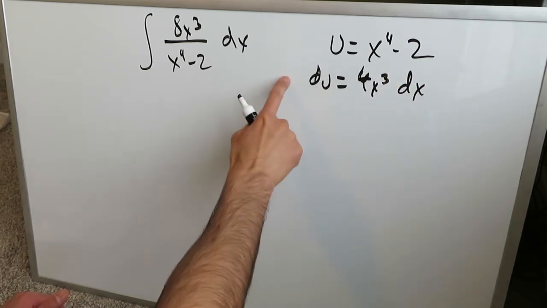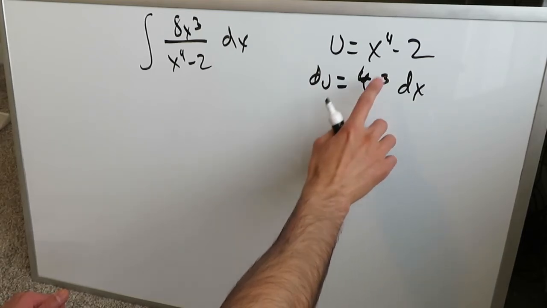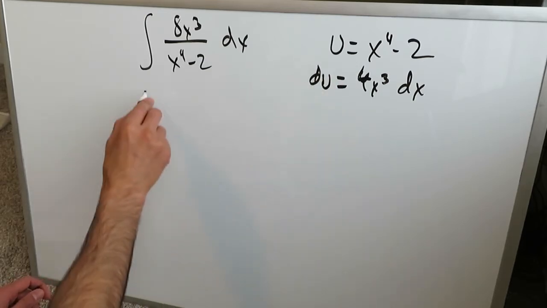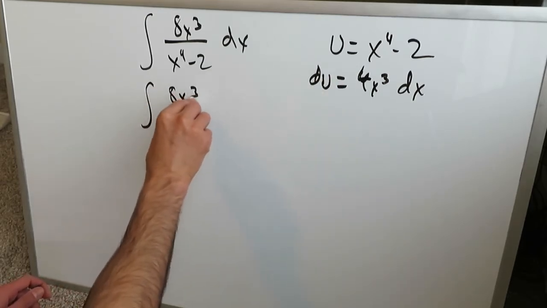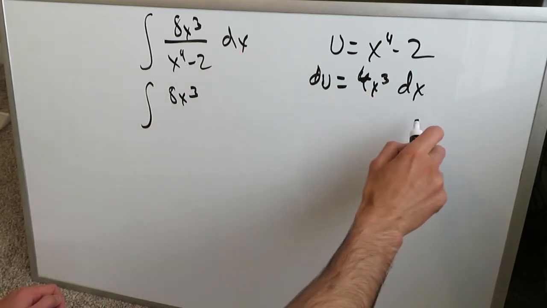Now you've gotten your substitutions here and here. Look over here. It's always du is equal to the derivative of the other item with the dx. Now you're going to make your substitution. 8x cubed stays on the top because you never substituted for that. The du has to be completed here.